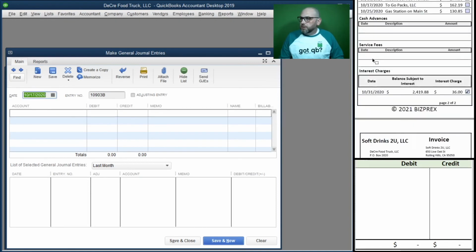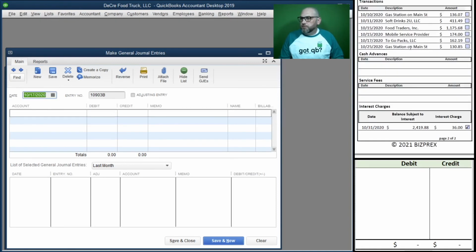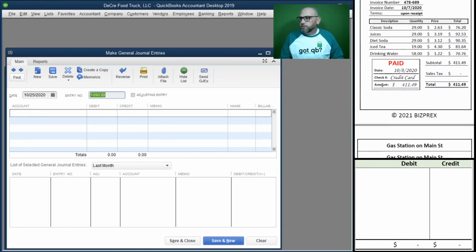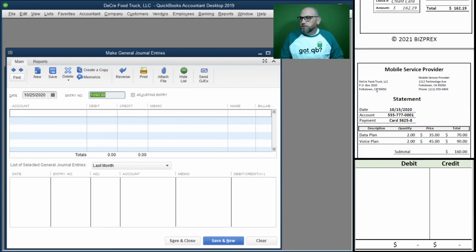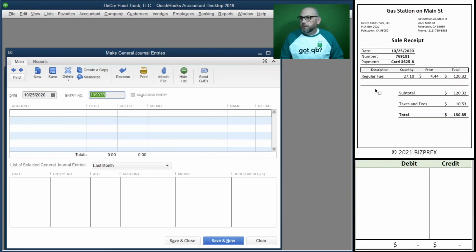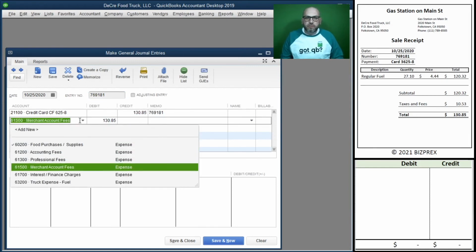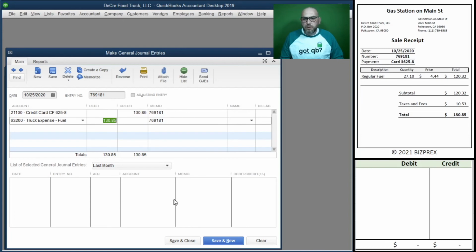And what else we got? And we also have a receipt from gas station on 1025. So let's take a look if we have that receipt. Here it is, right? So let's book it. All right, same thing, right? We borrowed against the credit card. So liability goes up. And we spend money on fuel. So here it is, fuel expense goes up, right? So we are good. Save and close.